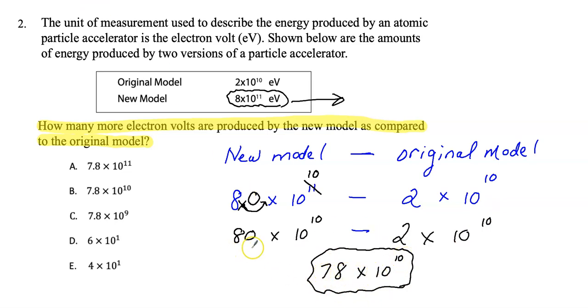Now another way to look at it is you just take the 80 minus the 2 right here, and 80 minus 2 is 78, and then you just bring down your common factor of 10 to the 10th. So this is my answer right here. But we got a problem, right? I don't see this exact answer here. It looks close to A, B, and C, but it's not exactly the same. But it's definitely not D or E. So we can eliminate D and E. They're gone. And if you need to guess at this point, you have a better chance of guessing. But let's look at this piece right now and get it into the correct form.